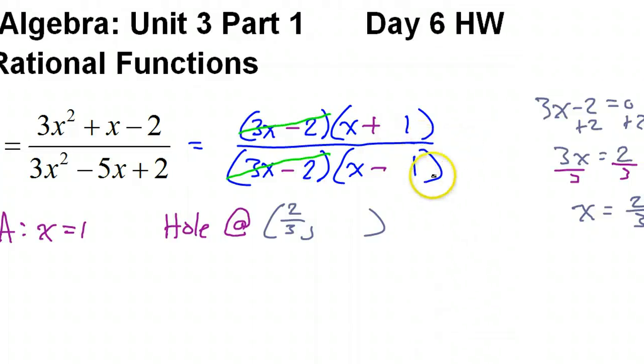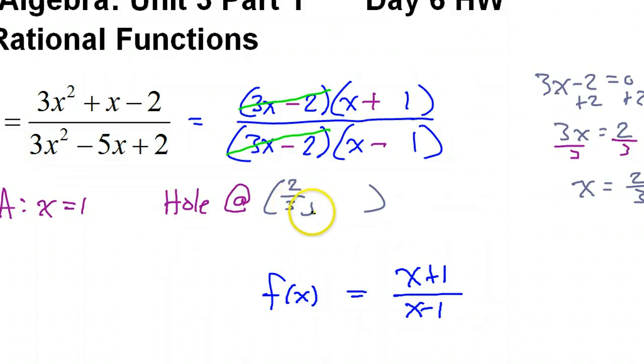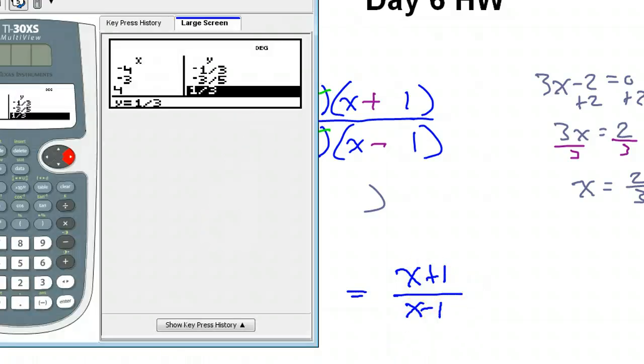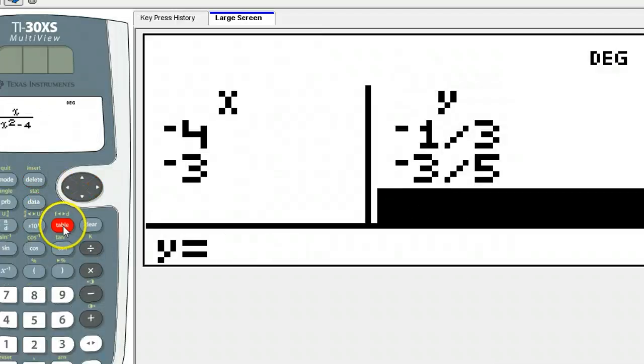Now look, here's how you can figure out what the y value is. Let's go ahead and get it done now. Once you cancel these out, the function would become x plus 1 over x minus 1. So what I can do is put this in my calculator to figure out the y value at 2/3. I can use this version to figure that out. So let's see, x plus 1 over x minus 1. Let's get that in the calculator. Hit your table button. I said hit your table button, people.